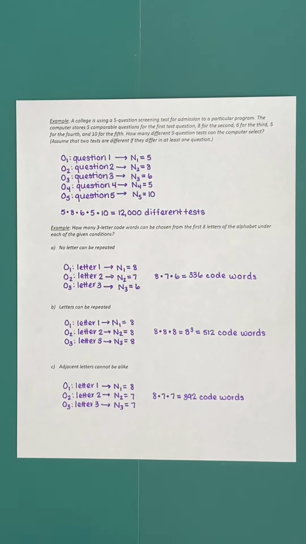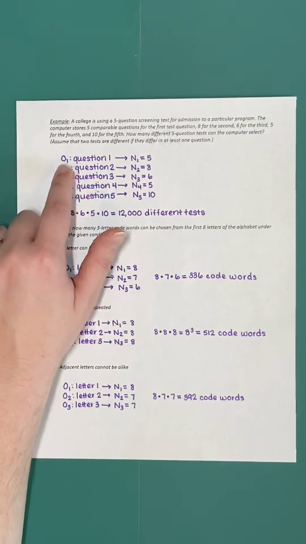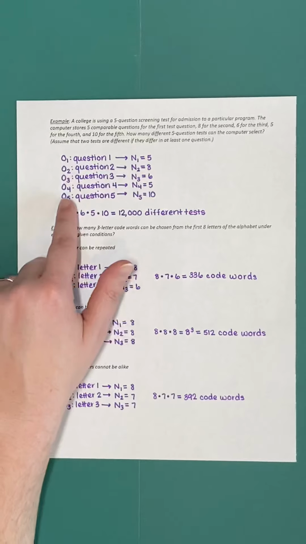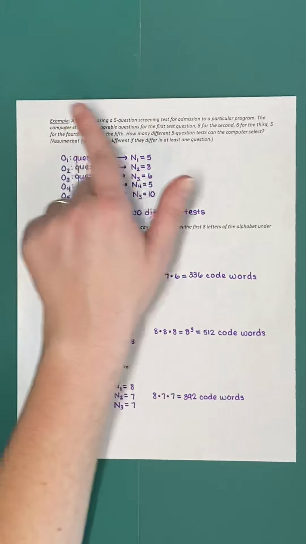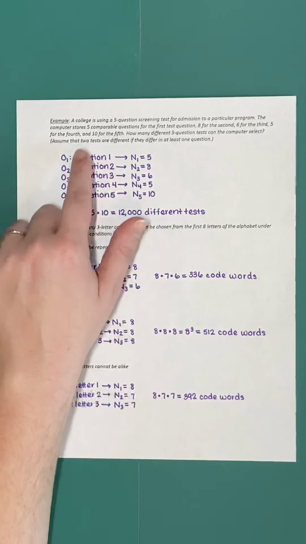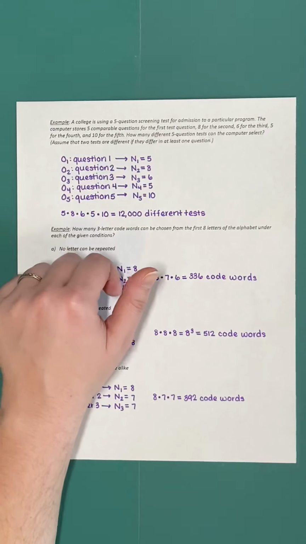So we need to start by thinking about what the process is. What are the steps in this process? What are the operations? The actual physical actions taking place are the choices of questions. Because the computer's choosing 5 different questions, there are 5 steps in this process. Operation 1 is choose question 1. Operation 2, choose question 2, all the way down to the last operation, operation 5, which is choose question 5. Now, because we have different information stored for each of these questions, there's a different number of ways to accomplish each step in the process.